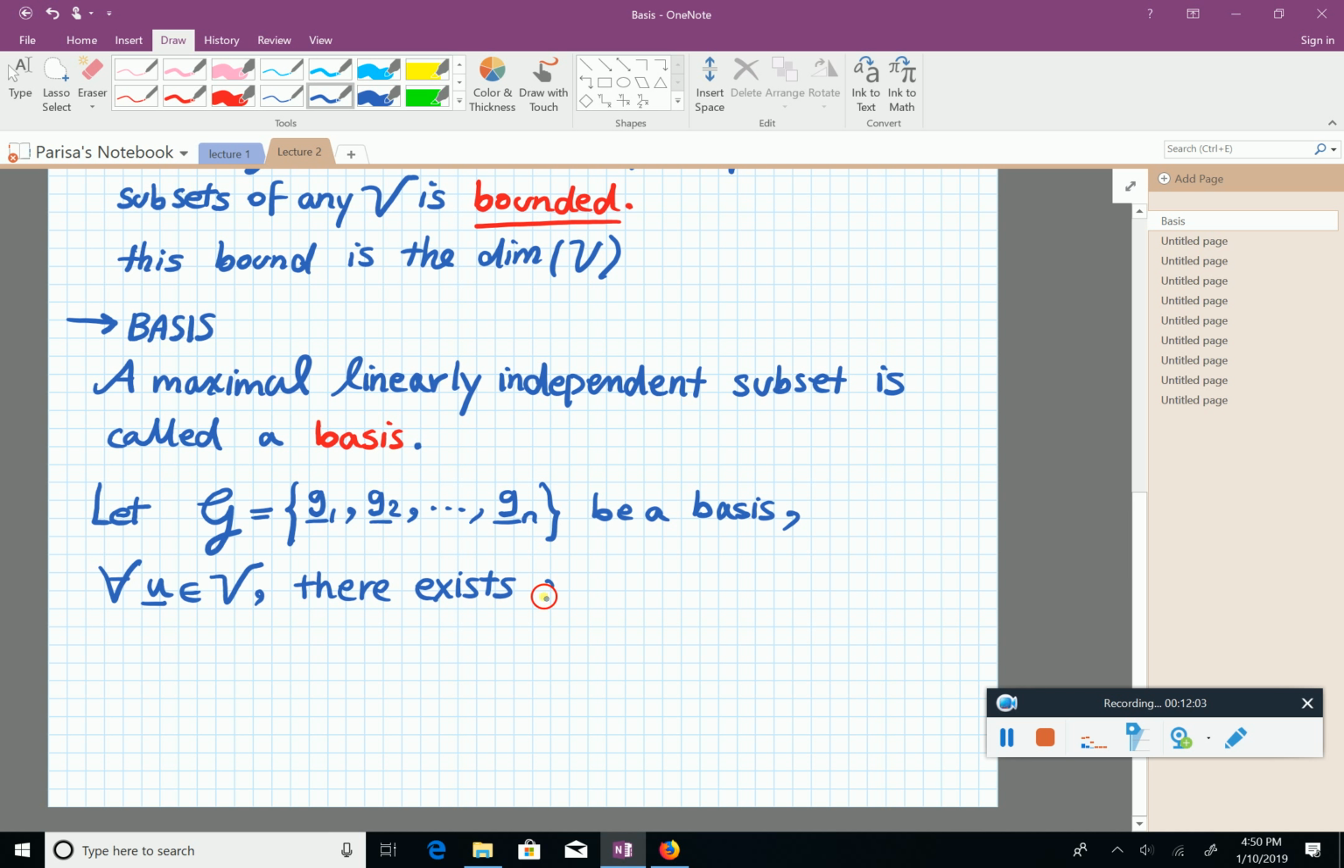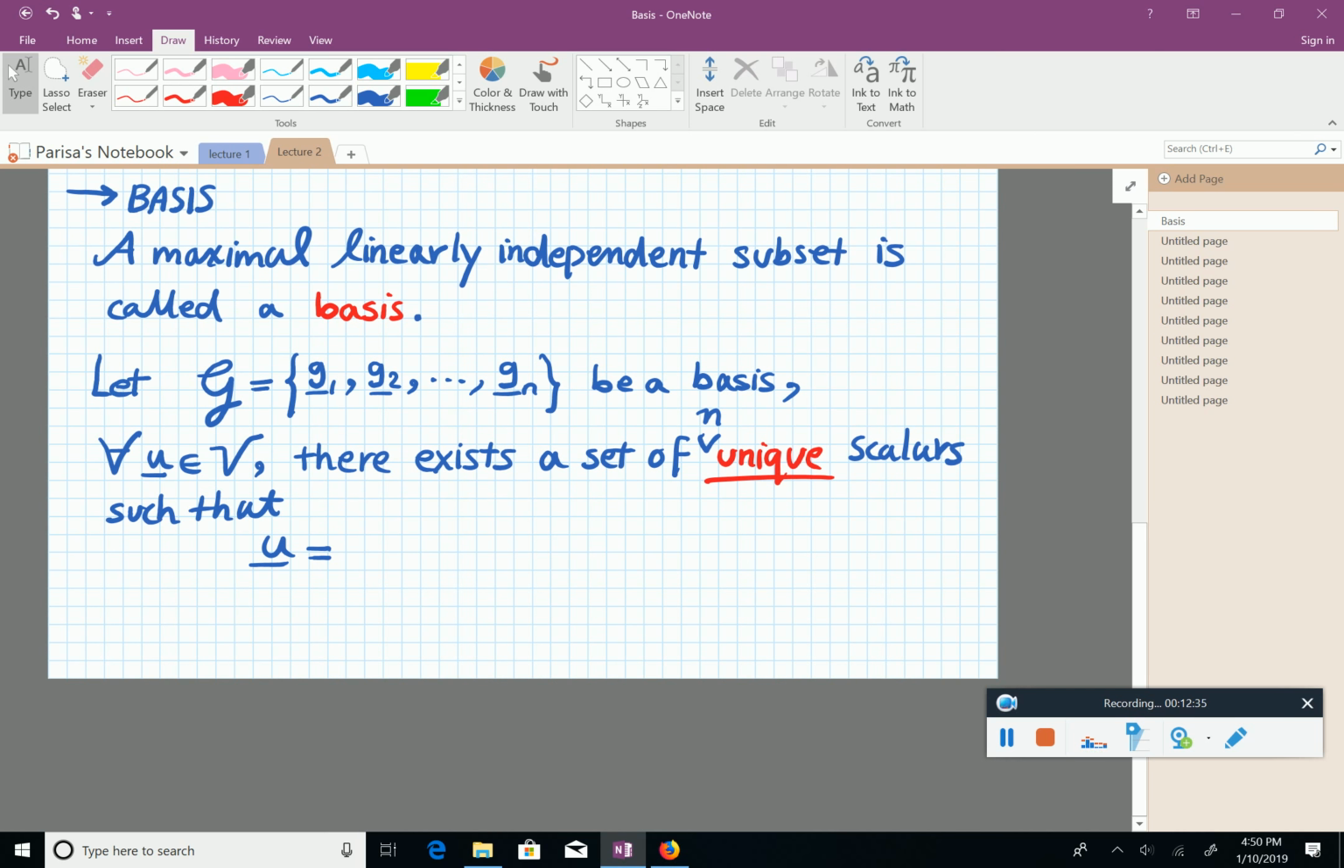So there exists a set of n unique scalars such that, as you told me yourself, you can basically write U as a linear combination of these unique scalars and the vectors in the basis.